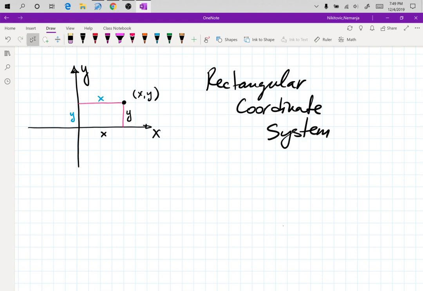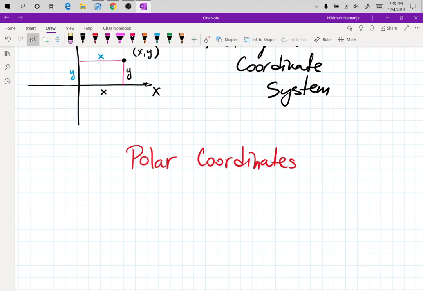Now, to introduce polar coordinates, we are going to use circular motion inside the xy coordinate system. So the polar coordinates are r, theta. R would be the radius and theta is the angle.